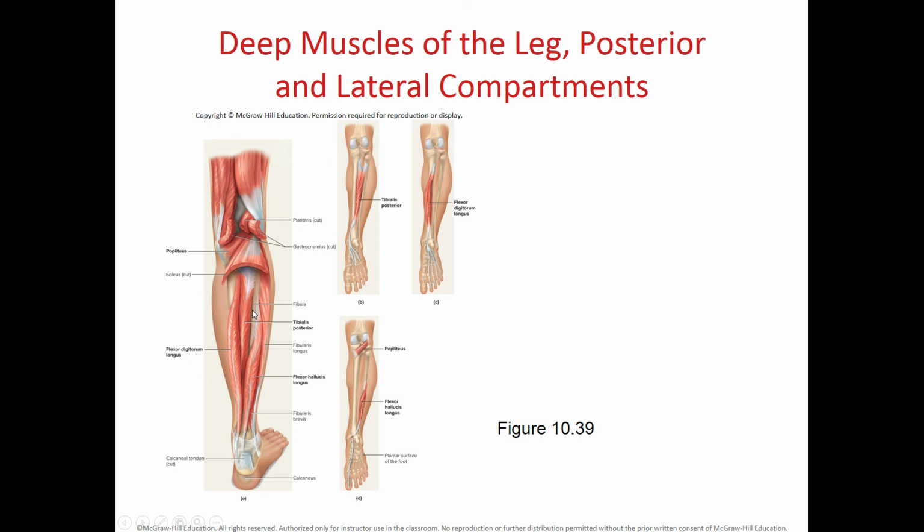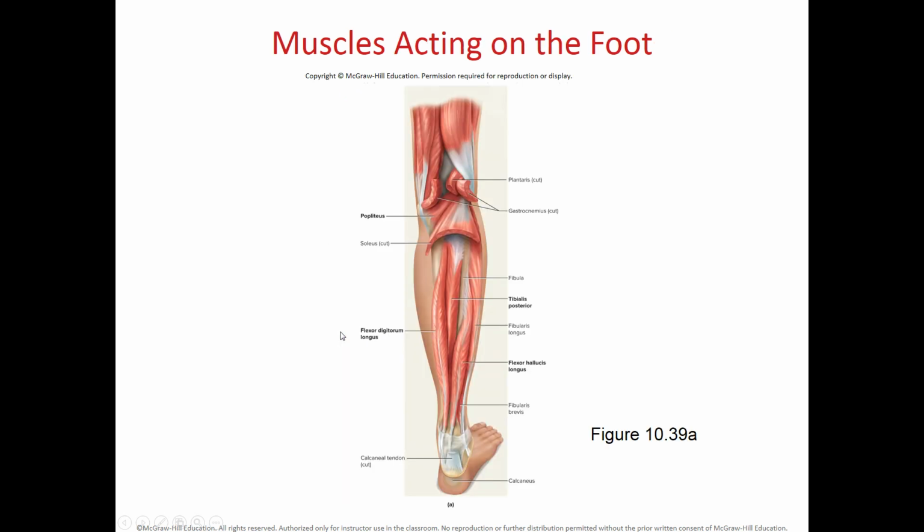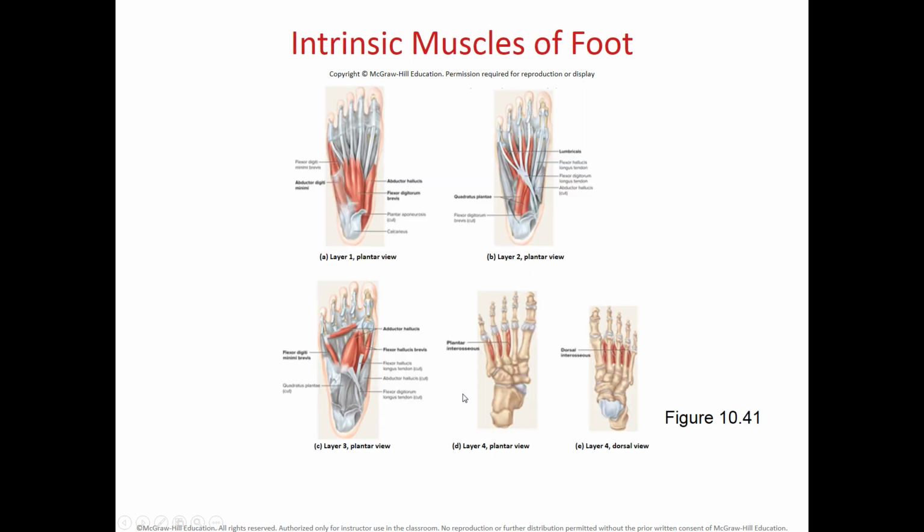So this is the deep view of the muscles of the posterior and lateral compartment. Now in the lateral compartment of the leg, we have the ankle evertors. So we have the peroneus longus and the peroneus brevis, which are fibularis longus and fibularis brevis. That's the other name. And they are innervated by the superficial peroneal or fibular nerve. So I already talked about these two.